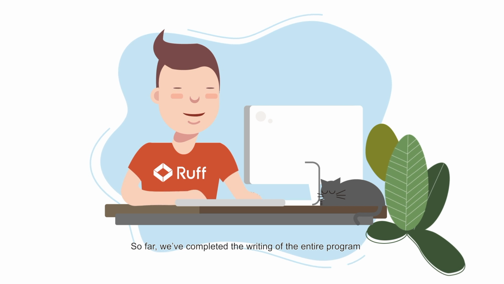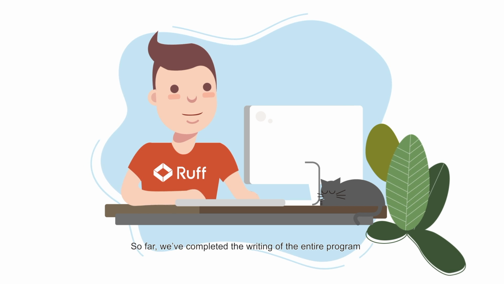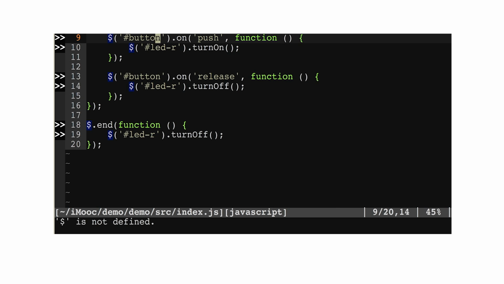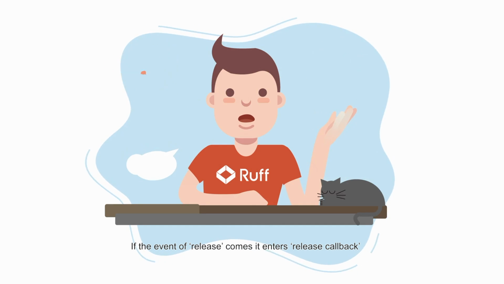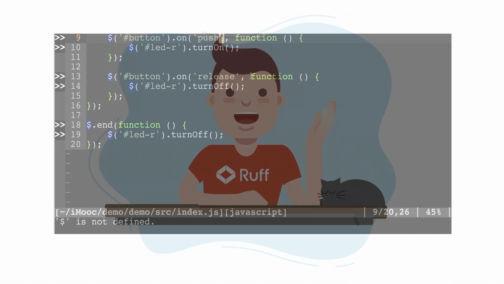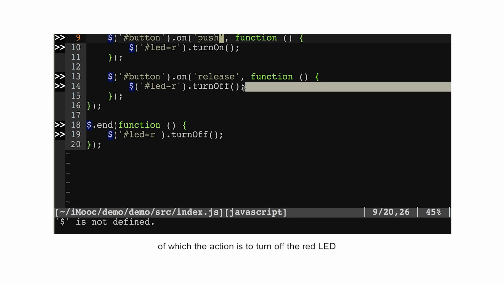So far, we've completed the writing of the entire program. Its logic is enter this, push callback. When the button is pressed down, the action to be executed with this callback is to light up the red LED and continue to respond to events. If the event of release comes, it enters release callback, of which the action is to turn off the red LED.